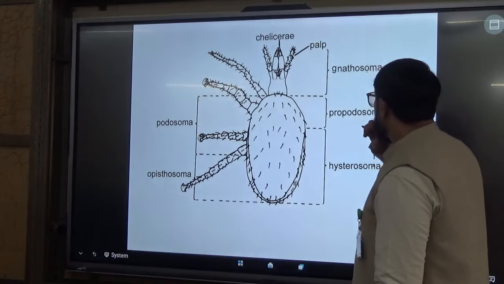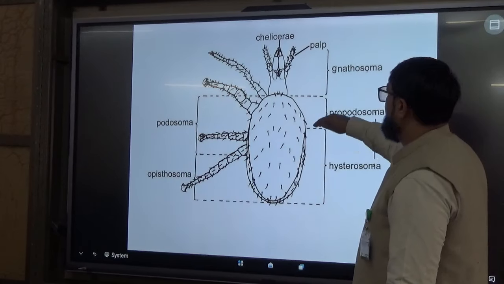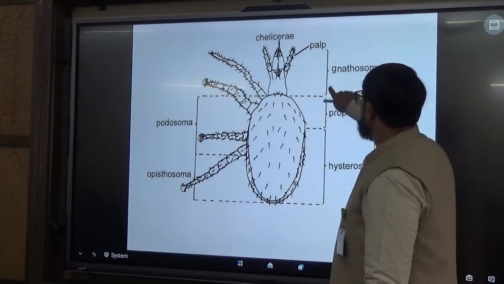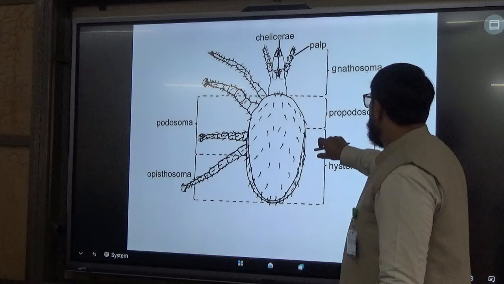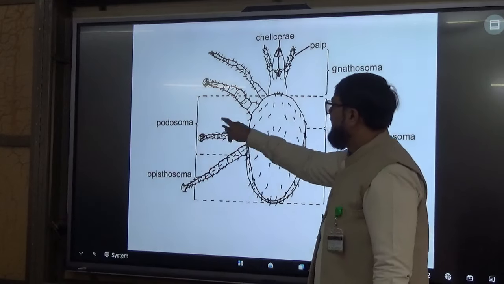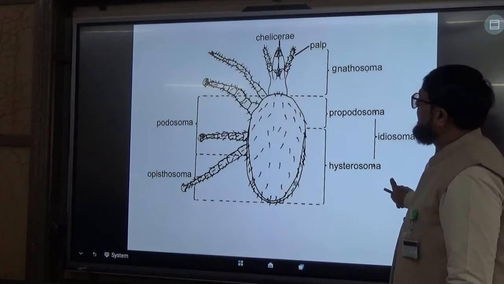Okay, here. We already talked about this differentiation, this division actually, the palps and the chelicerae, and this is the gnathosoma and the prosoma, and then the idiosoma and opisthosoma. There are different names in different vocabularies and different textbooks.